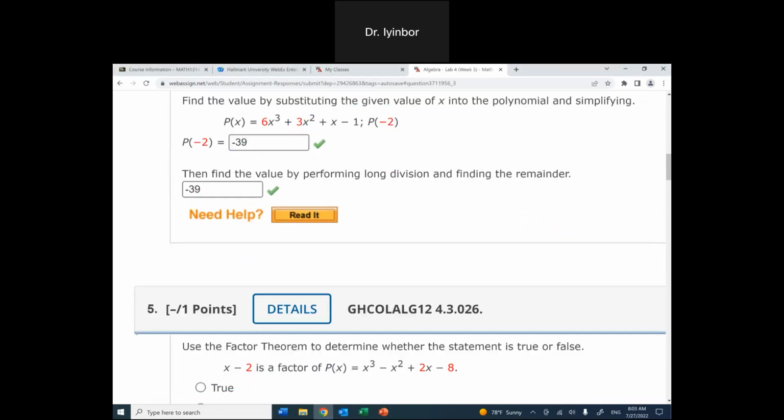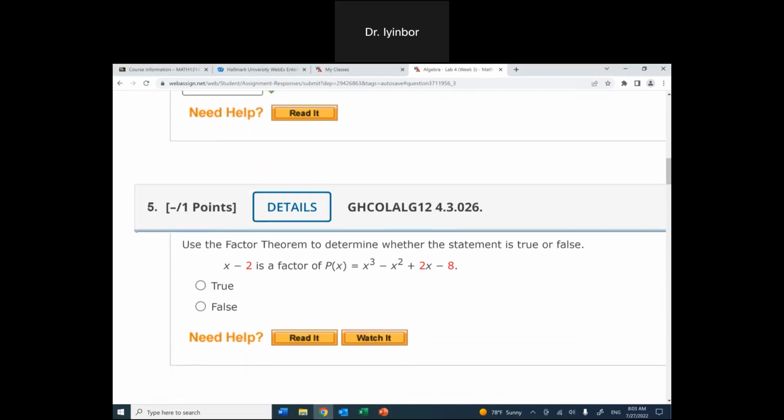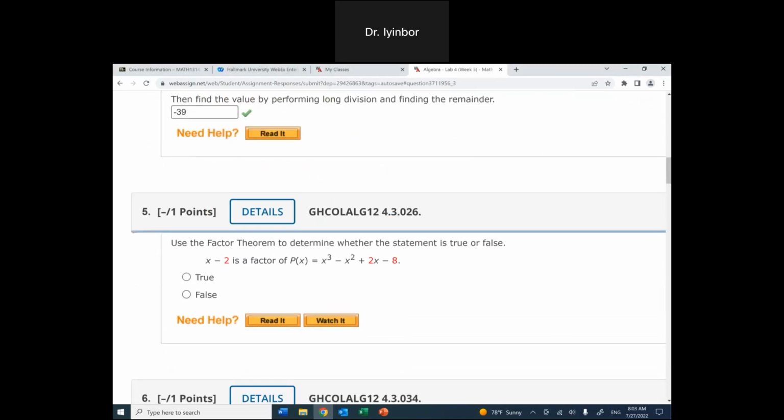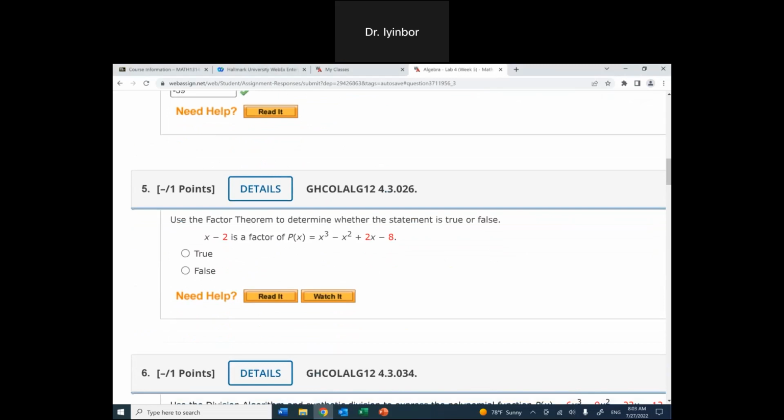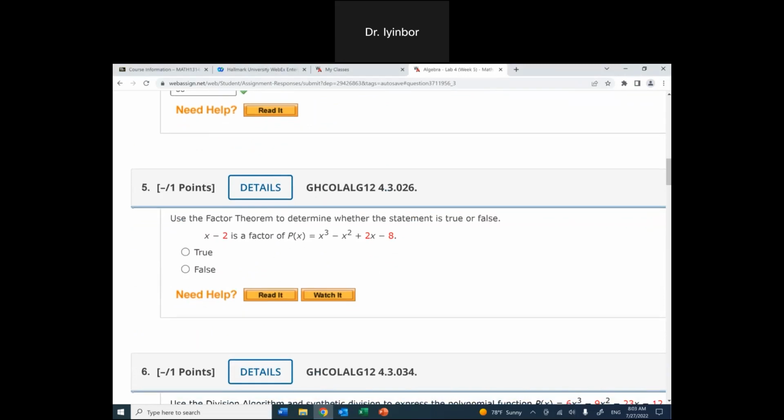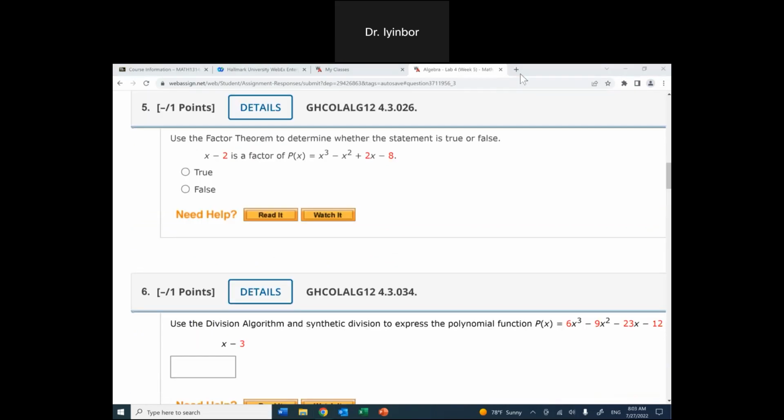Okay, the next one is number 5. Here they're asking me to check if x minus 2 is a factor of x cubed minus x squared plus 2x minus 8. What you need to do here, you can do it two ways. You can do the synthetic division and check if the remainder is 0, because factor means when you divide, you get remainder 0. And that's one way.